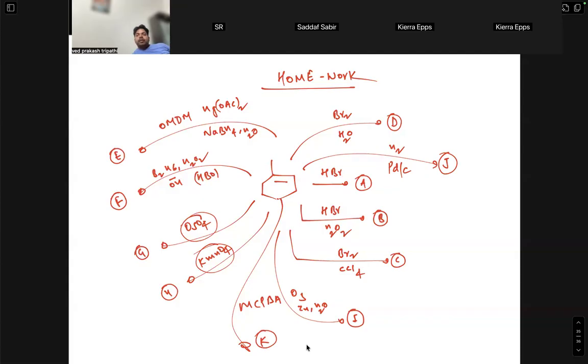And in the next session, we will cover alkyne, free radical, Diels-Alder. Clear? Any doubt?